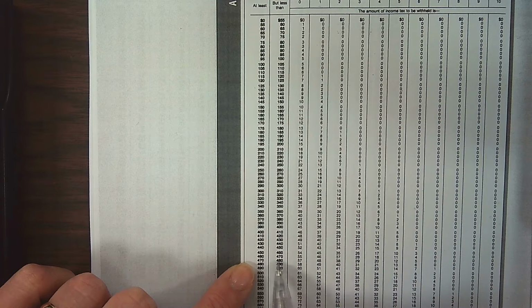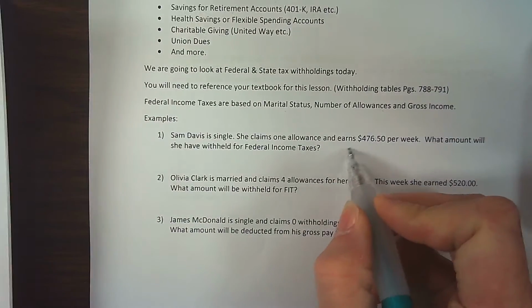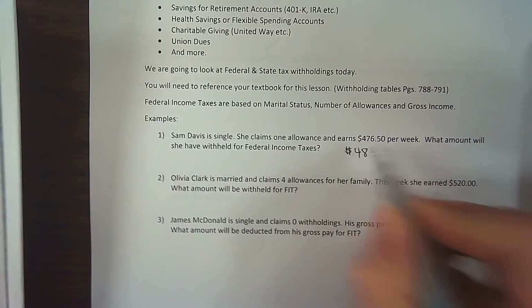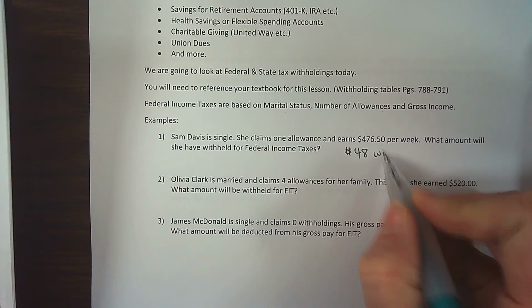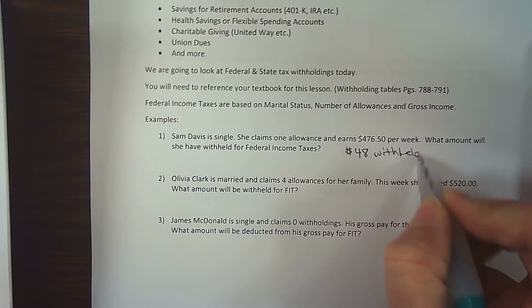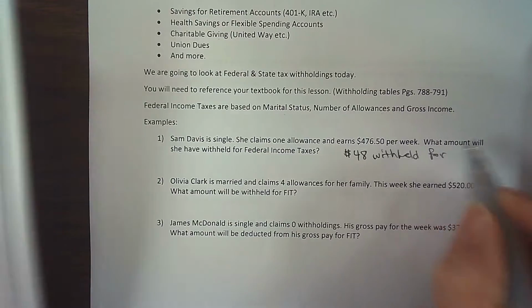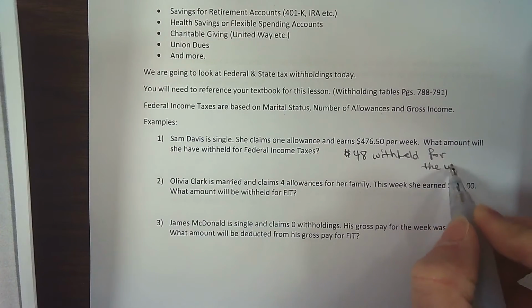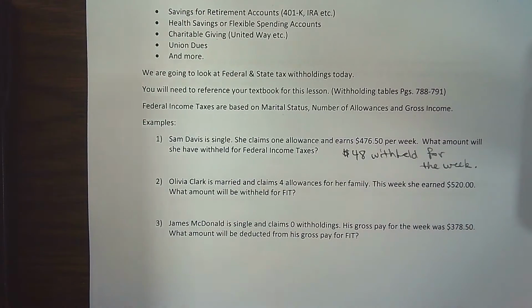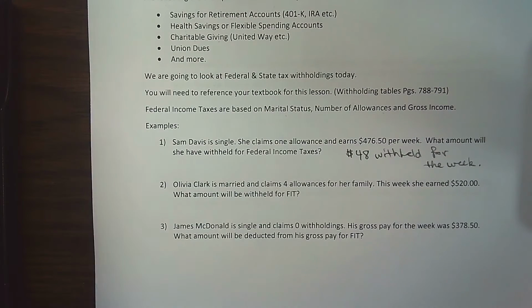$476.50 sits between $470 and $480. So I'm looking at this row, but I'm going to come over again to that one allowance. That's $48. So she will have $48 withheld for the week. Okay, on to the next one here.